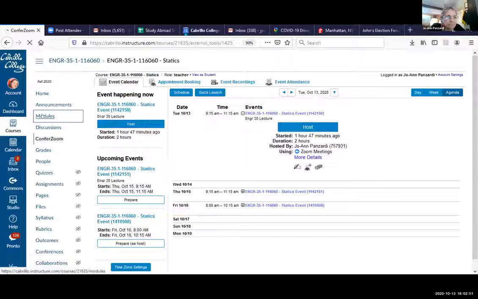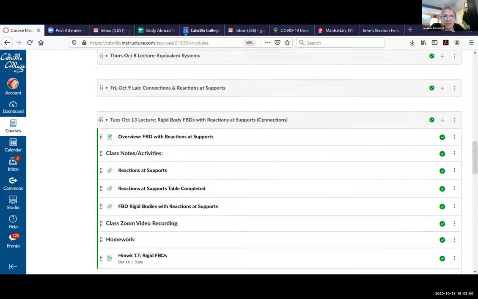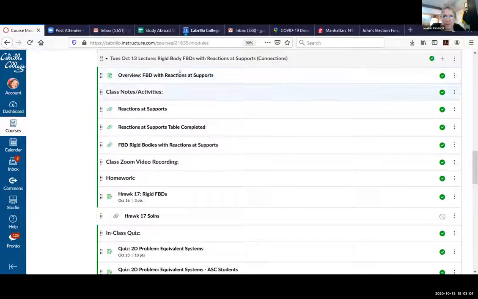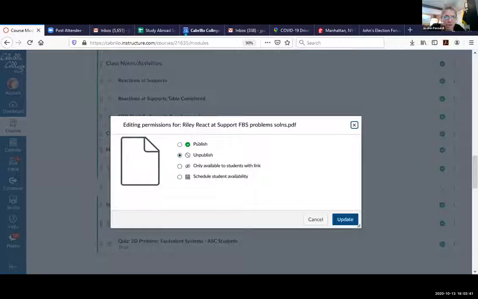So let me go to sharing the screen for a minute. Okay, so today's lecture, Tuesday the 13th, here's an overview, a summary of what we did. Here's all the schematics of the reactions at supports, the table that you completed on Friday, and then these are all the problems that you're doing, okay? So this file that we were working from today is also in homework 17. Because homework 17 is you're drawing free body diagrams of rigid bodies. Okay, let me move the pictures for a minute. Would you like me to post the solutions? I think you like to compare as you go along. So I'll publish the solutions.